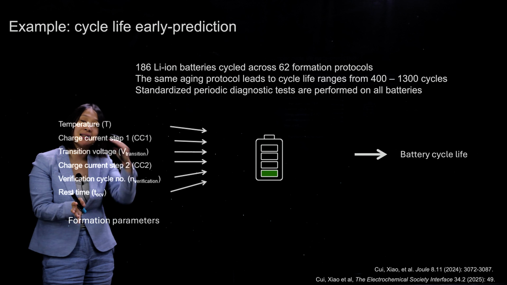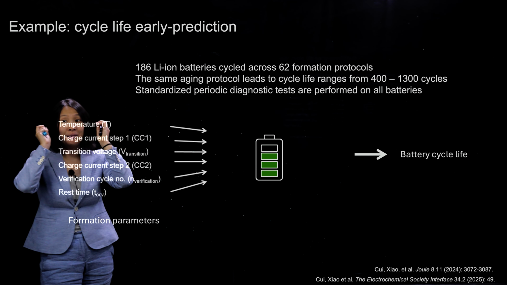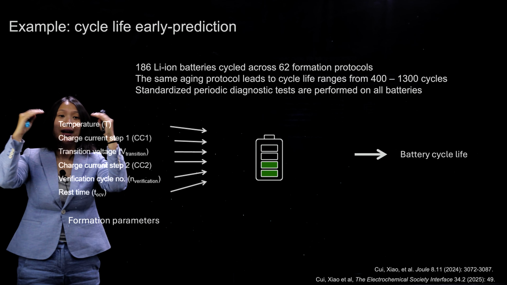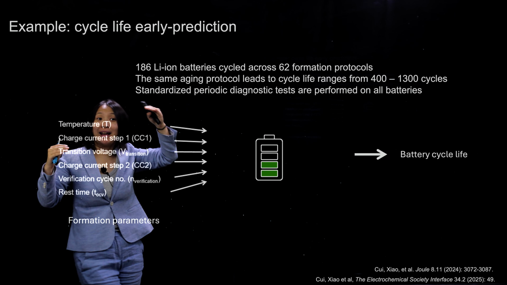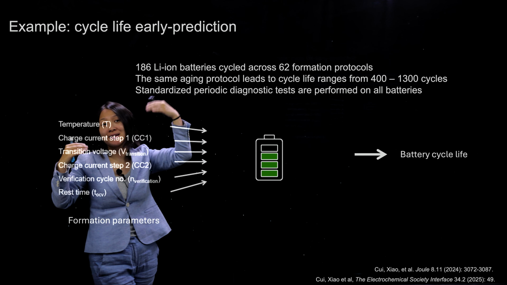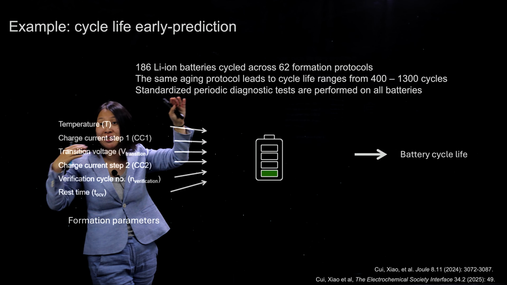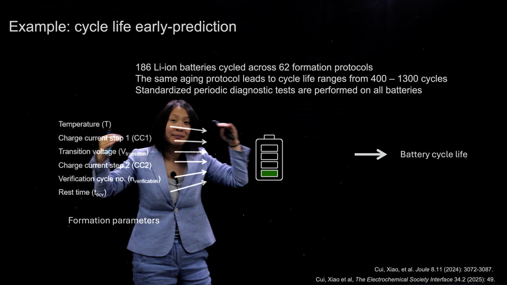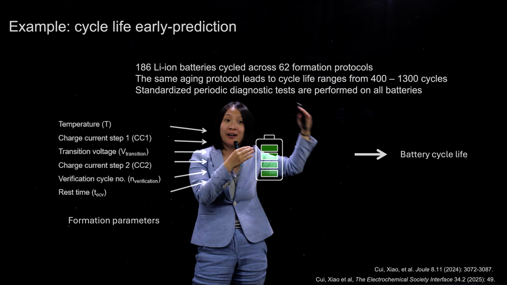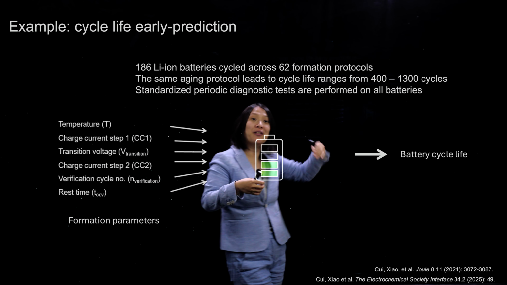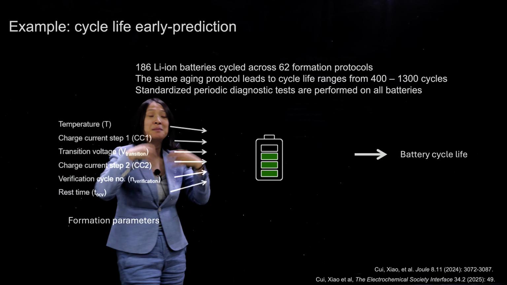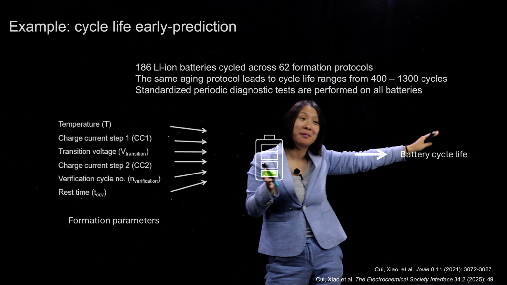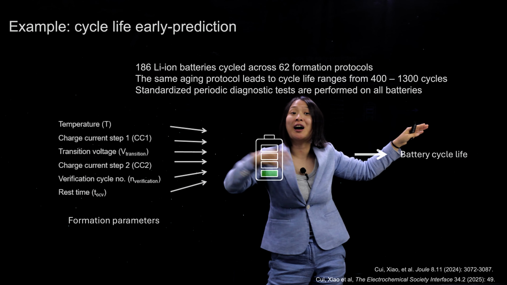A single formation protocol is set at a given temperature, and we would have charge current step 1, followed by charge current step 2. In between, there's a cutoff voltage, which we call the transition voltage between the two current steps. Then we go through the verification cycles, and then we have a rest time. So we can change the variables across these 6 different formation parameters, and this is what leads to the different battery cycle lives we would observe after years.